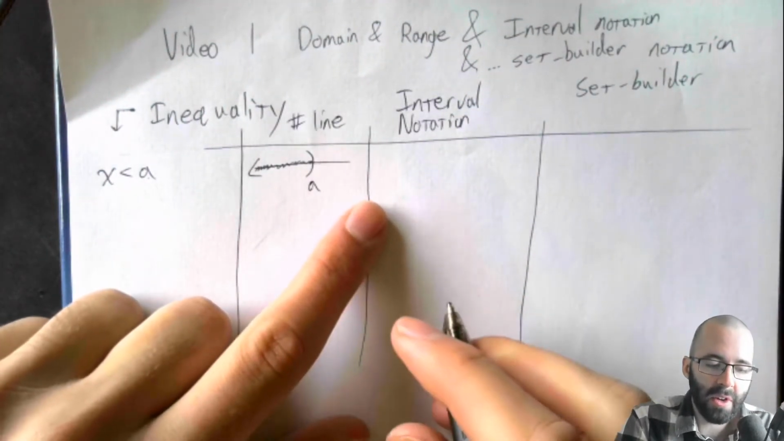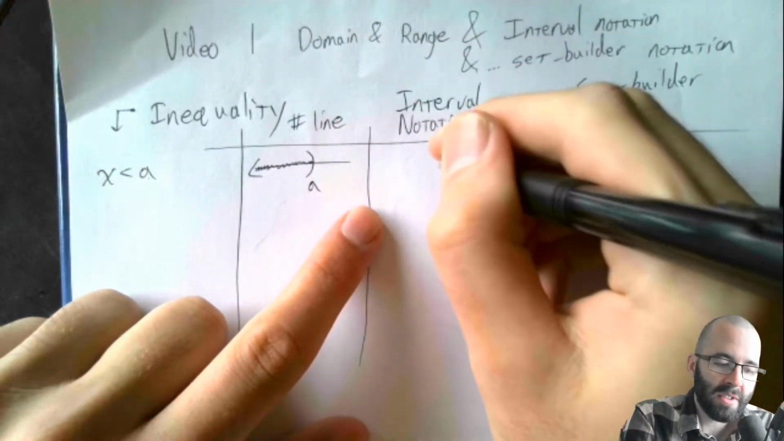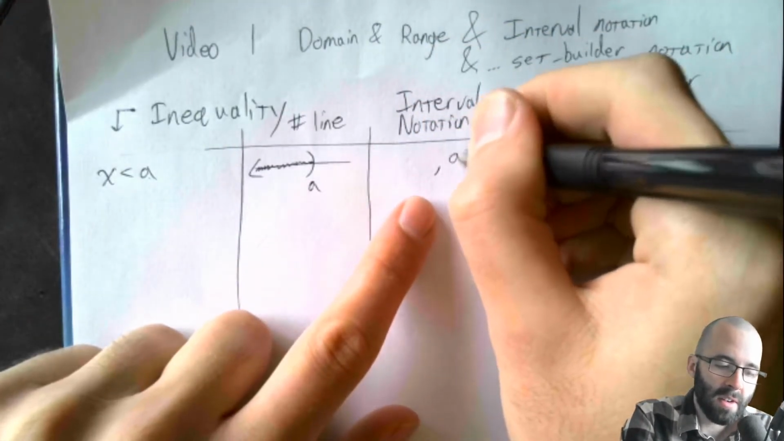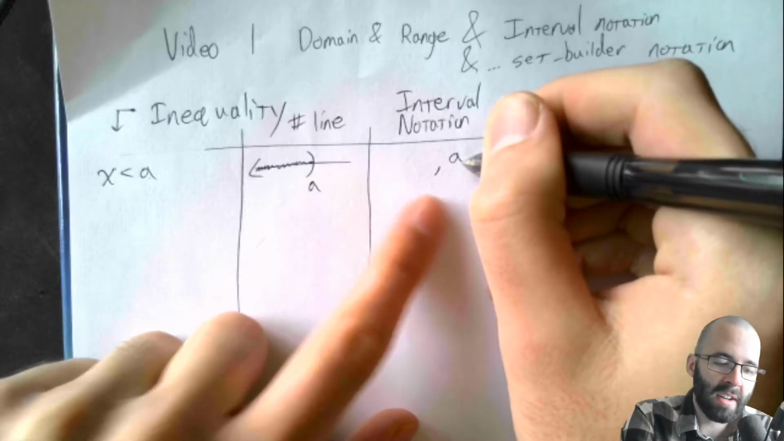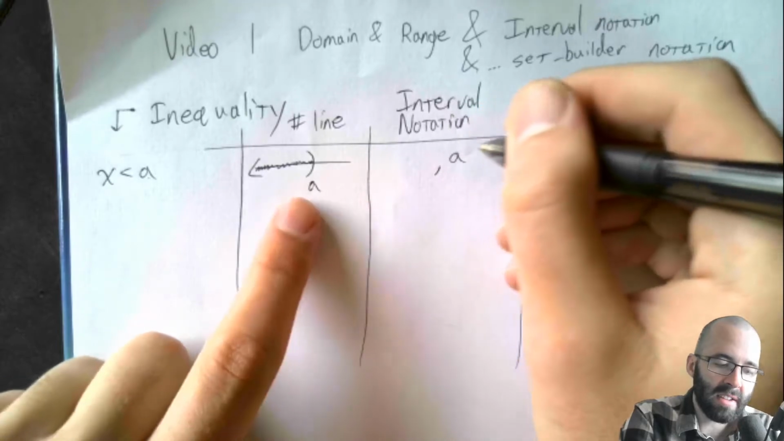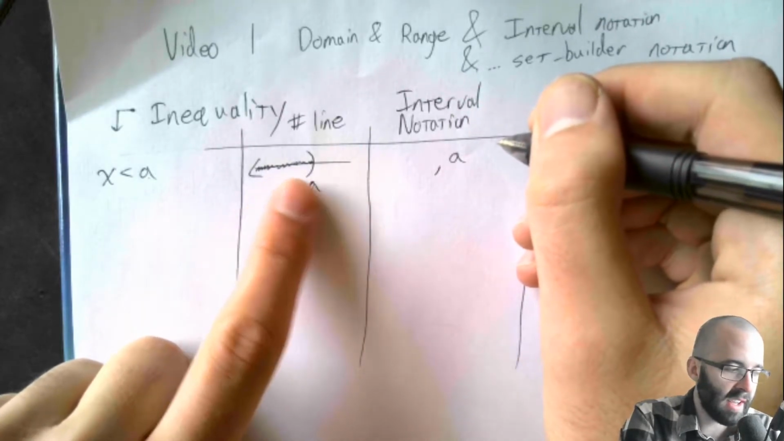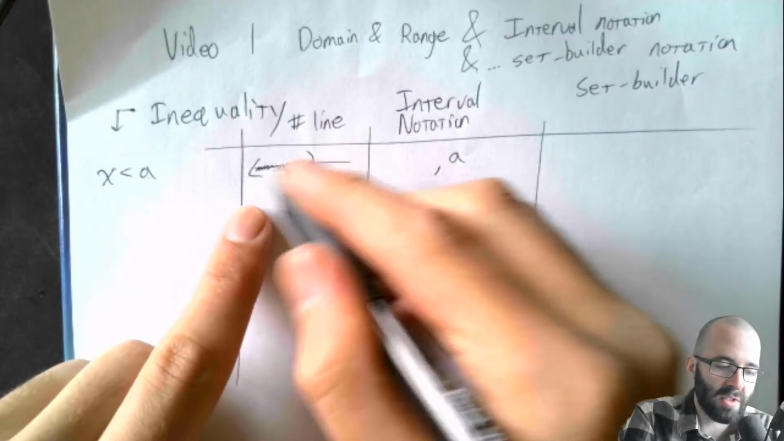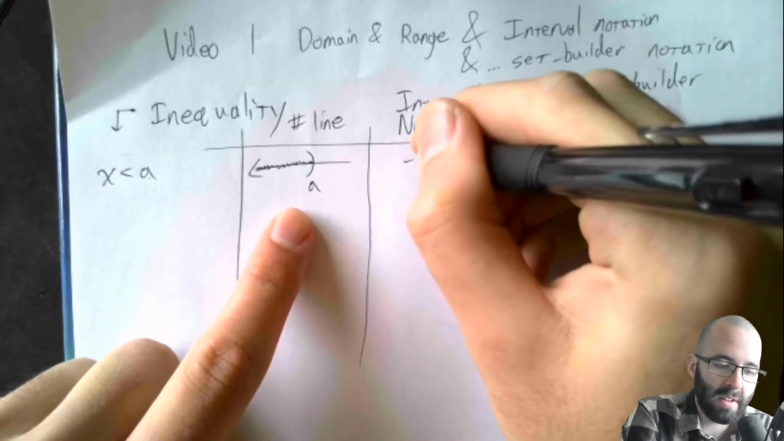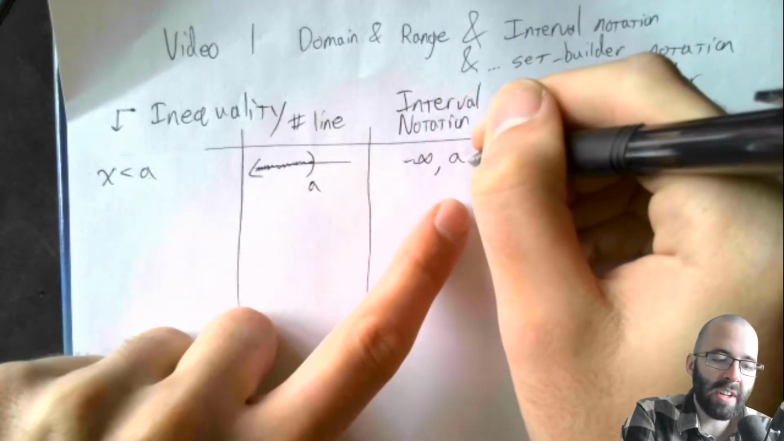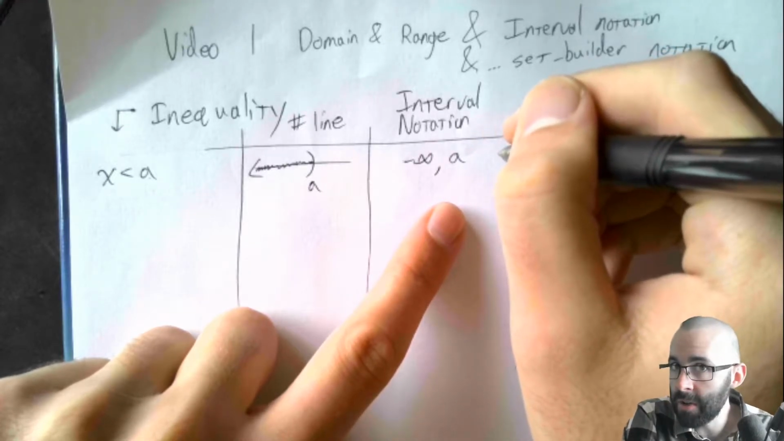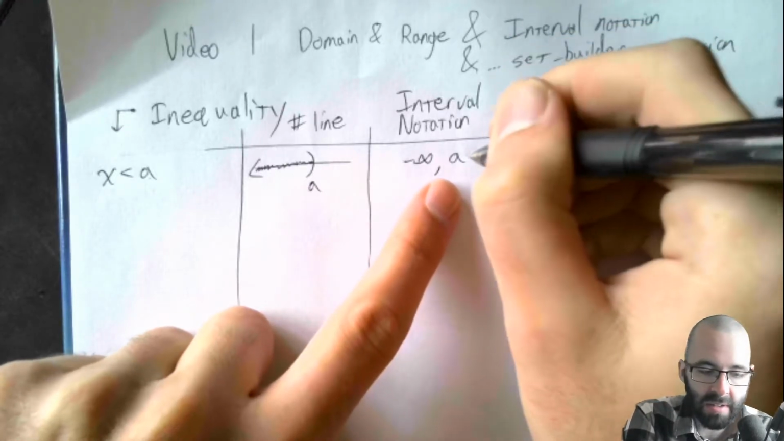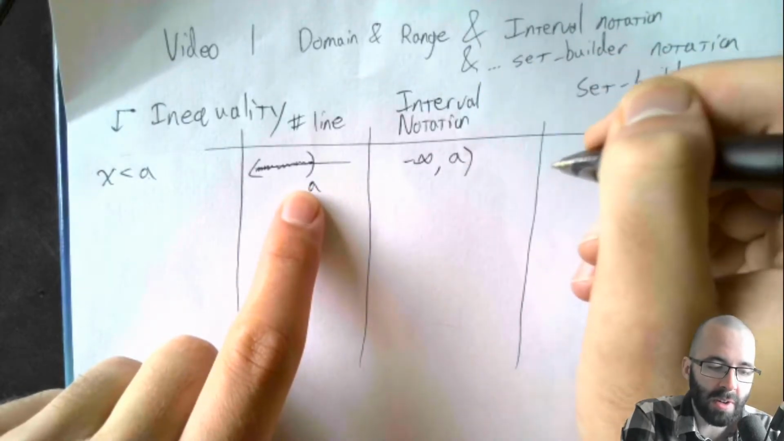To write this in interval notation, we just have a comma. The bigger thing is on the right-hand side. The biggest it can ever get is on the right, and the smallest it can get is on the left. What's the smallest this is going to get? Well, this can get as small as we want. It just zooms off into negative infinity. So negative infinity to a, and then parentheses or brackets. Brackets means it's included. Parentheses means not included. So a is not included.